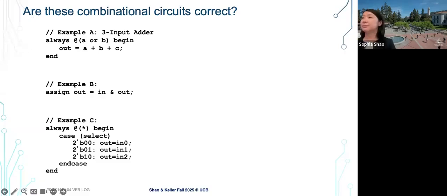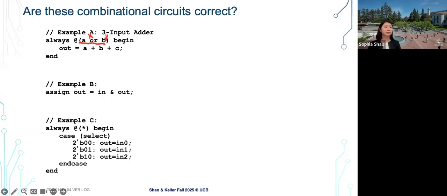Exactly. So this sensitivity list is very important here, right? Here we're missing one of the inputs in the sensitivity list. That's one thing we'll actually see a lot. When you use an always block for combinational logic, you may miss some of the triggering events. So that's why we typically recommend always using always star if what you want to design is combinational logic, so that you don't miss any of the inputs.